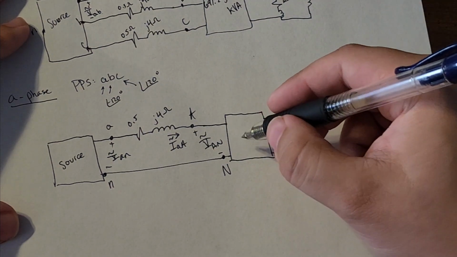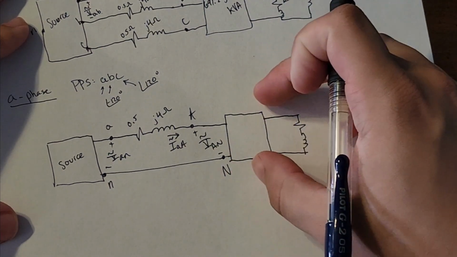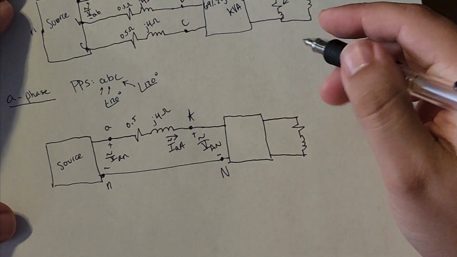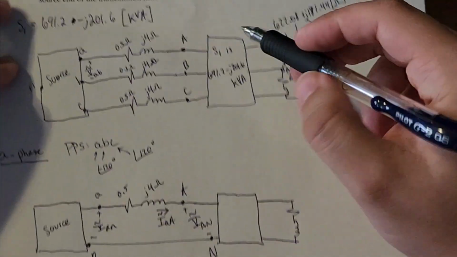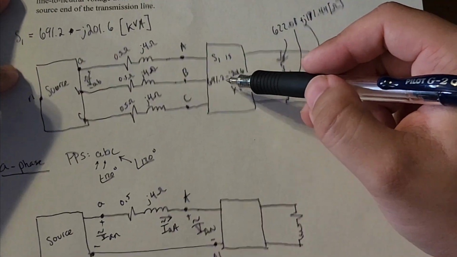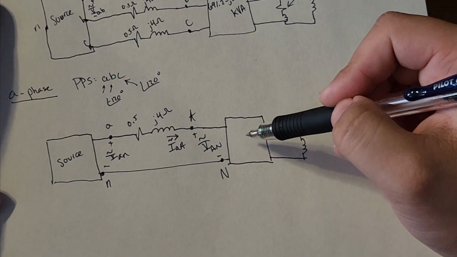Now, what does this box represent? This box represents one of the loads, which is our S1. But is S1, or S total, equal to the A phase complex power?